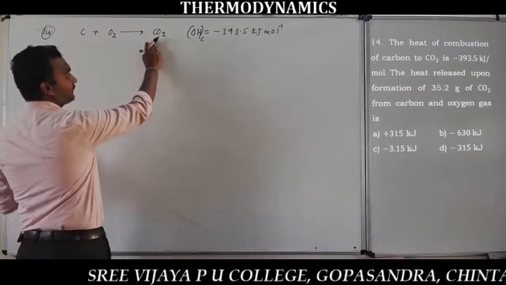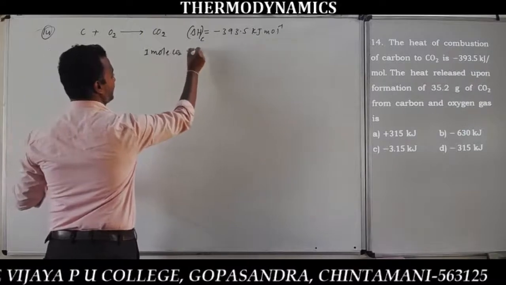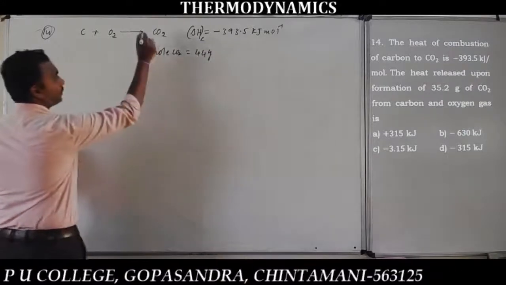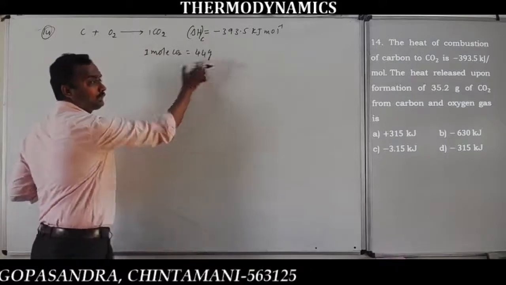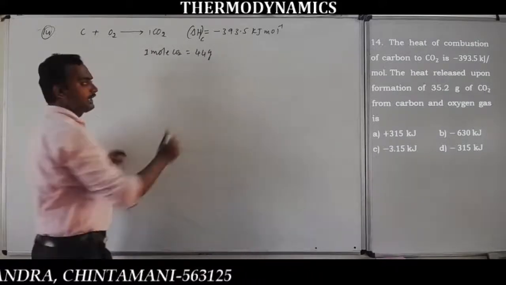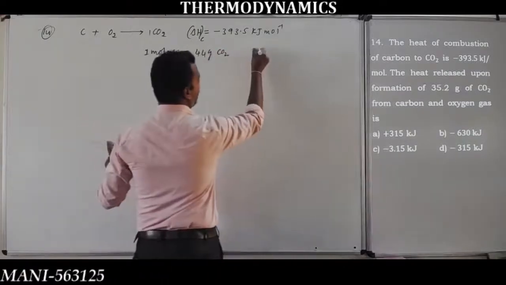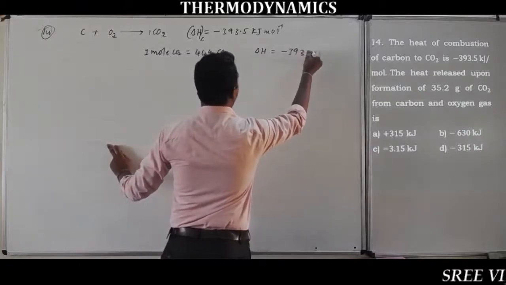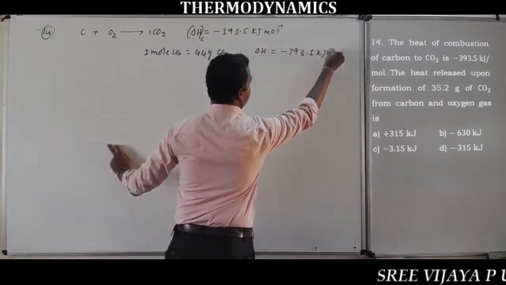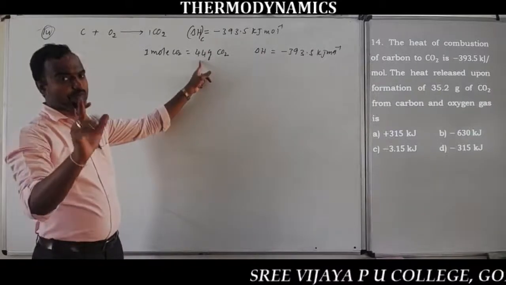See, 1 mole of carbon dioxide is nothing but 44 gram. So 1 mole of carbon dioxide formation means how many grams of formation? 44 gram. That is nothing but the molar mass of carbon dioxide. So for the formation of 44 gram of carbon dioxide, what is the amount of heat liberated? Delta H is equal to minus 393.5 kilojoule per mole. This amount of energy is liberated for the formation of how many grams? 44 gram of carbon dioxide.